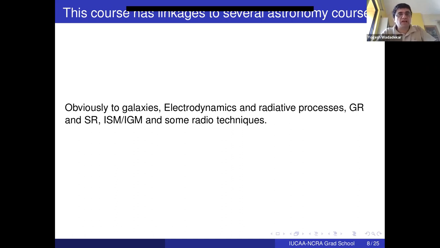Of course, GR and SR are important. I will not be focusing too much on the GR aspects of AGN for two reasons. One is that you're expected to have covered some of these things in your GR course, and also I am not a great expert on GR. But of course, SR will figure, because there are phenomena like superluminal motion in AGN jets, where special relativity comes into the picture. So I will talk a bit about that.